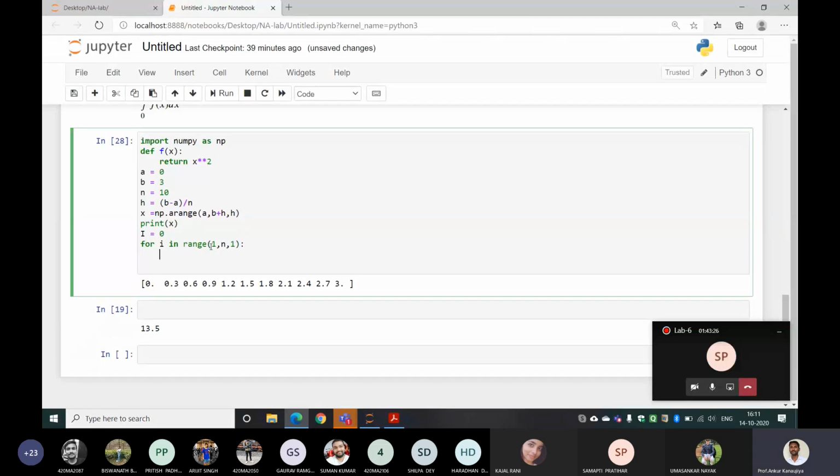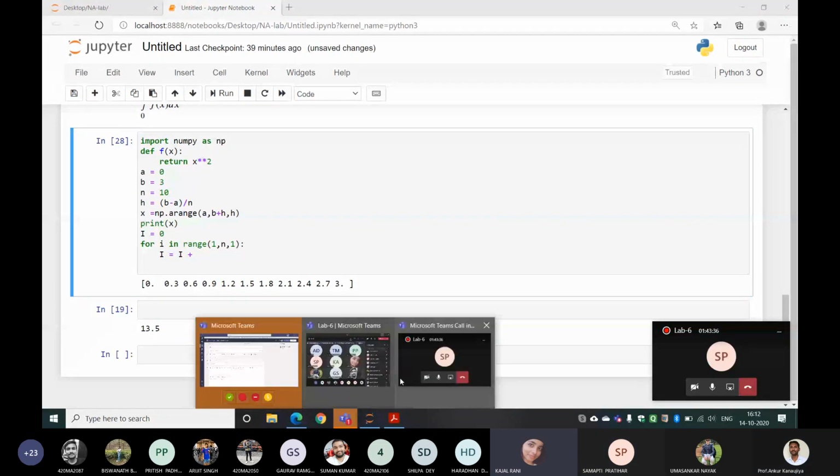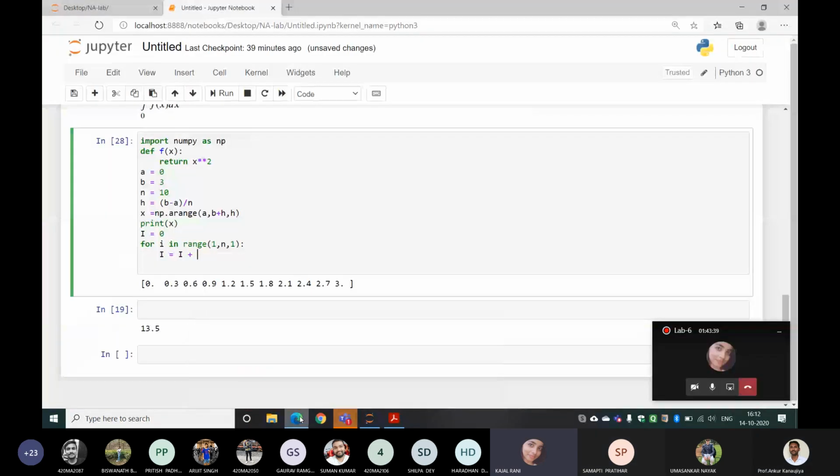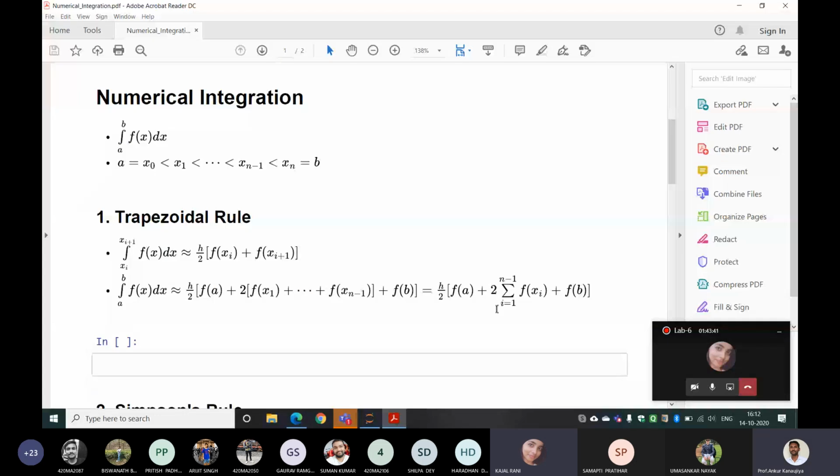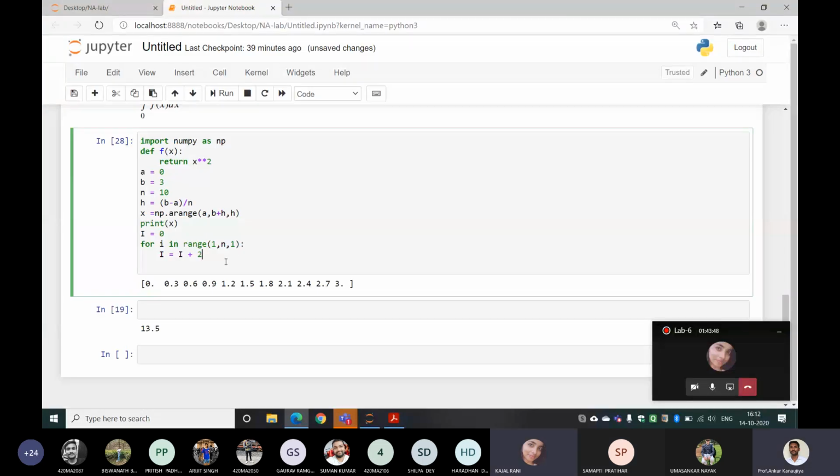Then what to write here? i equal to i plus... in the summation, what is there? 2 times. 2 times this f of xi. Yes, sir. So I will write 2 times f of xi. So now this is only the summation.